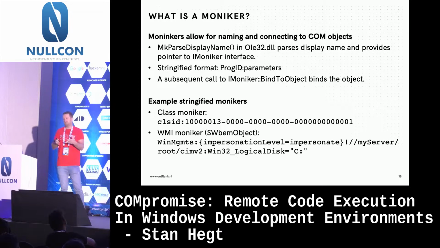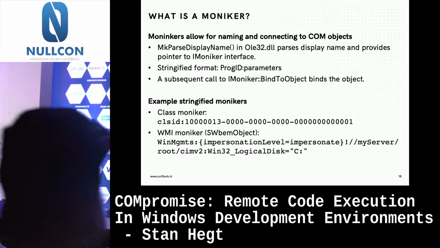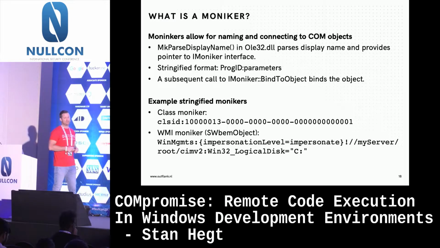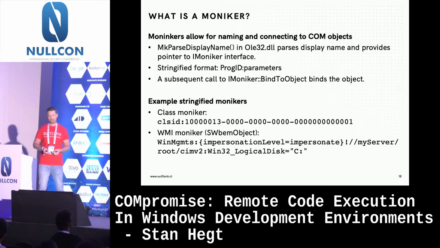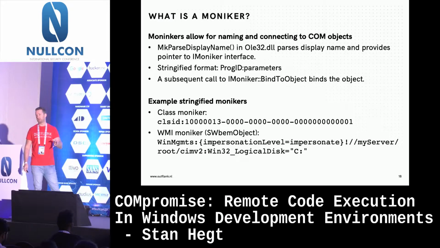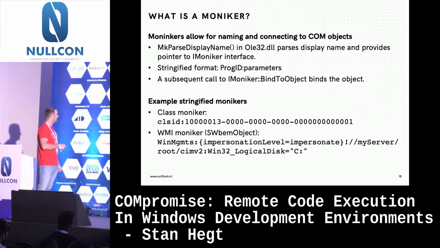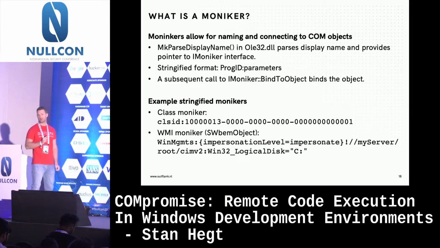So what does this display name in stringified format look like? It's a ProgID and then parameters. And there's different kinds of monikers which are registered on your system. If you just go to the registry and you go to HKEY_CLASSES_ROOT, and then you look at what is registered there, you will see ProgIDs, and some of these ProgIDs do offer the IMoniker interface. For example, there is the display name, which is clsid for the class moniker, which means that you can reference a class with that. There's a really advanced moniker for WMI as well.